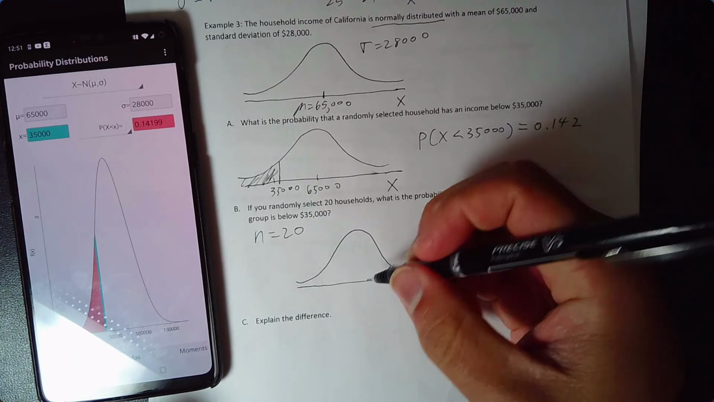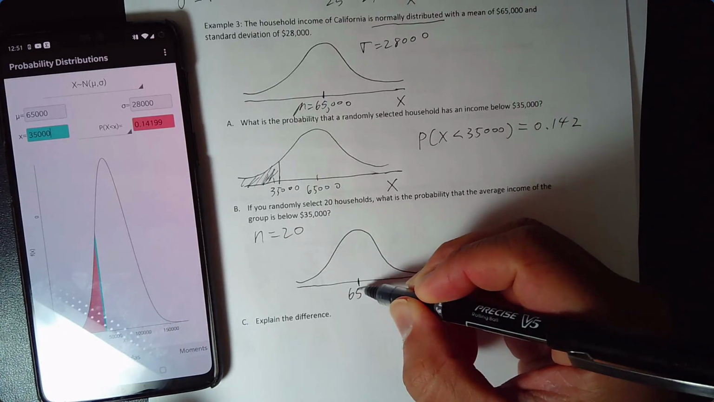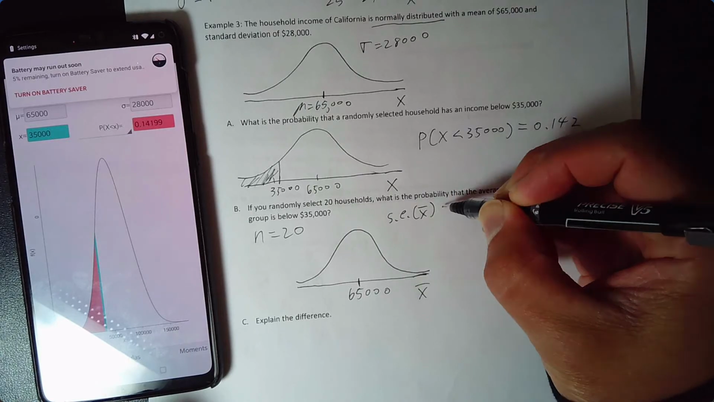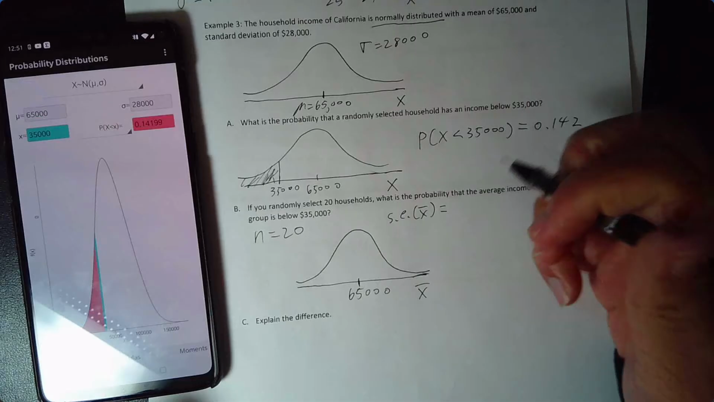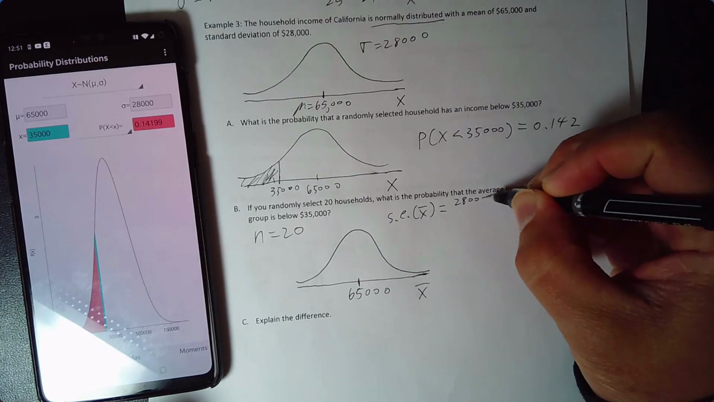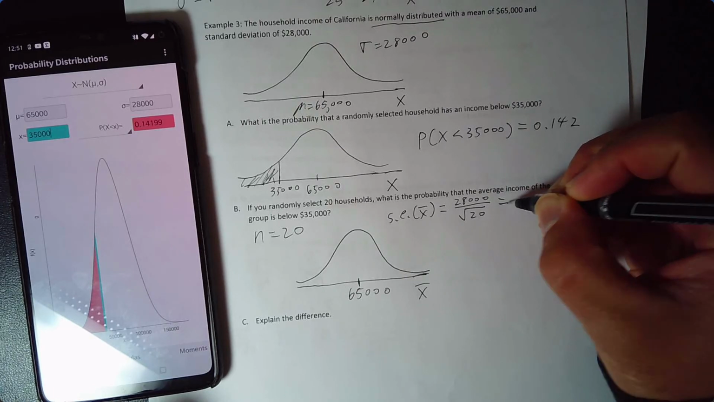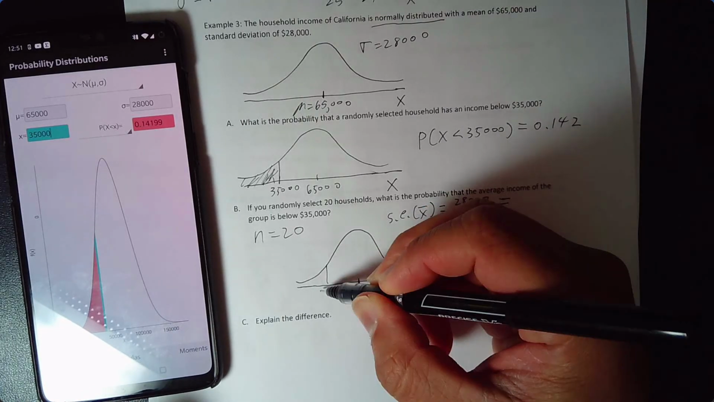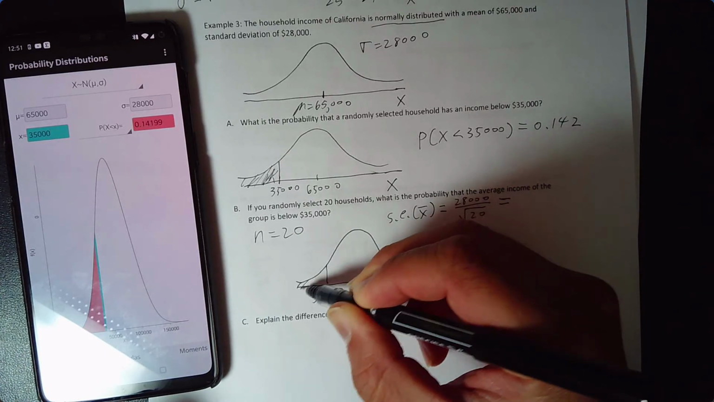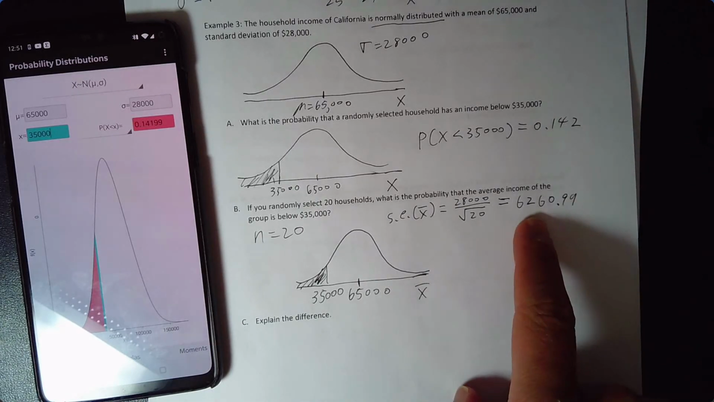What is the center at? Because it's unbiased, it is centered at 65,000. And the standard error, the standard deviation of x bar, right, is going to be 28,000 divided by the square root of 20. Okay, so calculate that first. Go ahead and pause the video and calculate that probability. Okay, so that's my standard error.